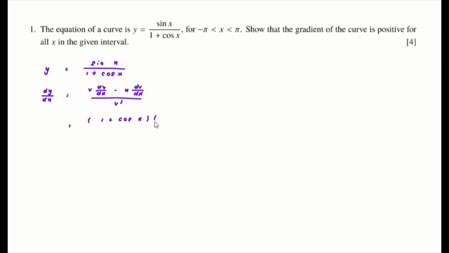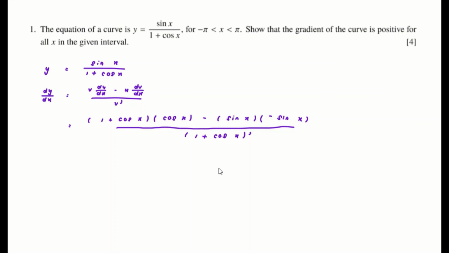So du/dx, you differentiate sine and you get cos x, minus u, which in this case is sine x, times dv/dx. So differentiate the denominator: 1 becomes 0, cos x becomes negative sine x. And then over the whole thing, v squared, so 1 plus cos x, all squared.